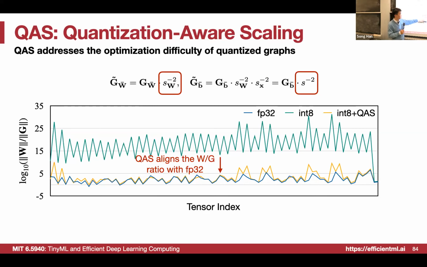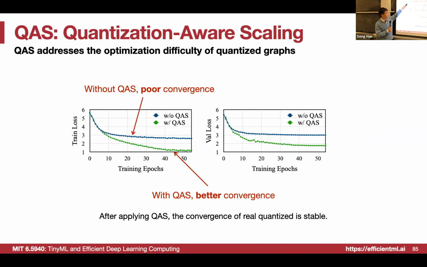As we expected, this is int8 plus quantization aware scaling, int8 plus QAS. And as a result, the weight over gradient ratio can match the FP32 version, which was in blue versus in yellow. It's no longer in green. Okay, so we solved this problem, and we can observe as the training goes by, the training loss drops much better, much faster compared with without the quantization aware scaling.